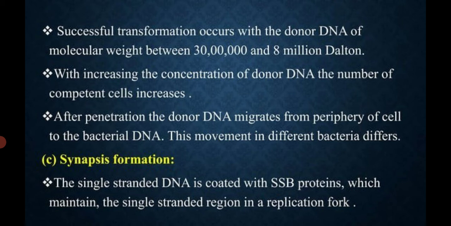Successful transformation occurs with a donor DNA of a molecular weight between 30 lakh and 8 million Dalton. While increasing the concentration of donor DNA, the number of competent cells can be increased. After penetration of the donor DNA into the cytoplasm of the recipient cell, it migrates from the periphery of the cell to the bacterial chromosome, and this movement is different in different bacteria.